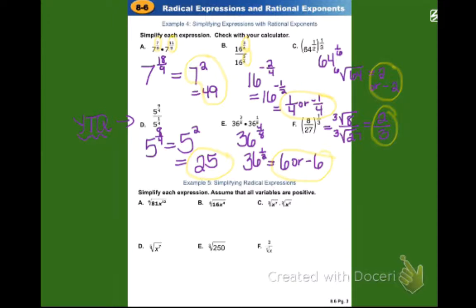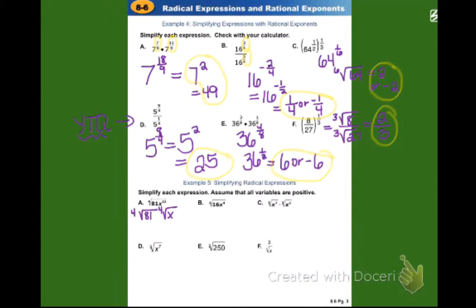You may remember that when you have a radical and you can split the radicand up into factors, then you can separate them off and give them their own radical. What I mean by that is, if I have 81 and x to the 12th under the radical, that's a product, so I could separate these off from each other and give them their own radical sign.